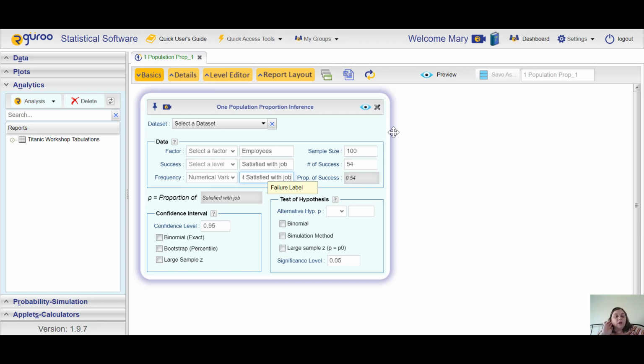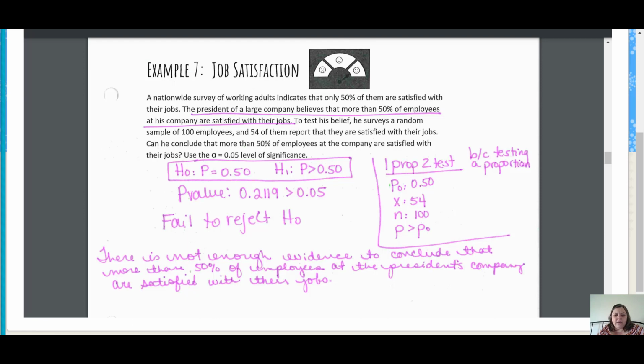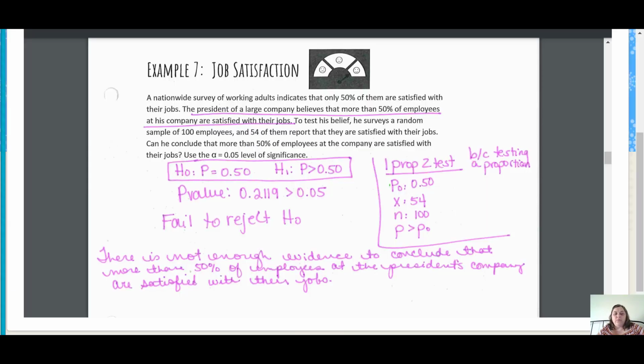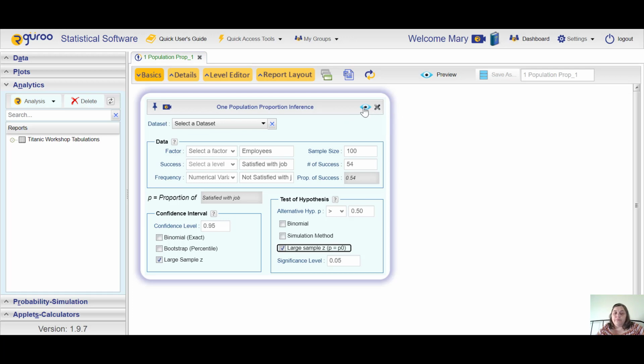And just like before, you can choose to do a confidence interval. So you would type in a confidence level if you wanted, and then click large sample Z. Over on the hypothesis test side, we're going to say that it is greater than 50%, because he thought it was more. So greater than 0.5, and then you're going to choose large sample Z, and then you would type in your significance level, which is 0.05 again, and then preview.